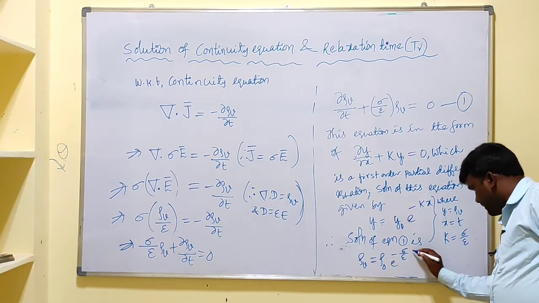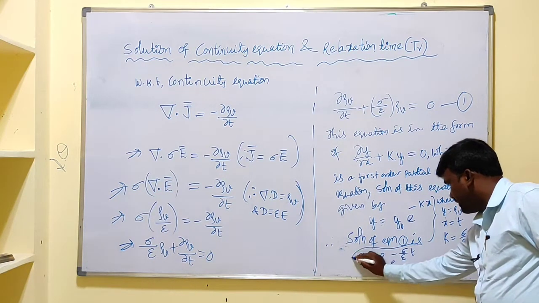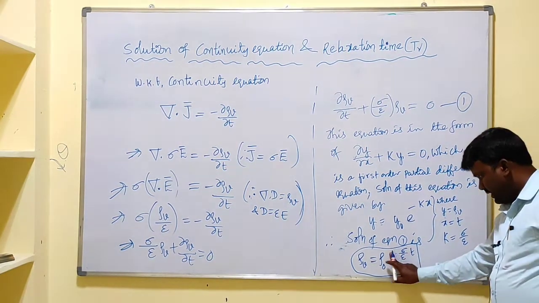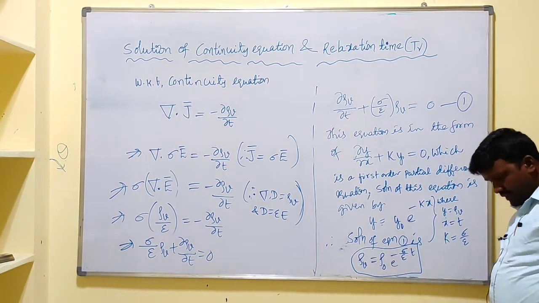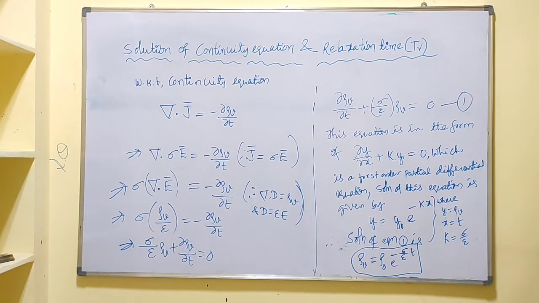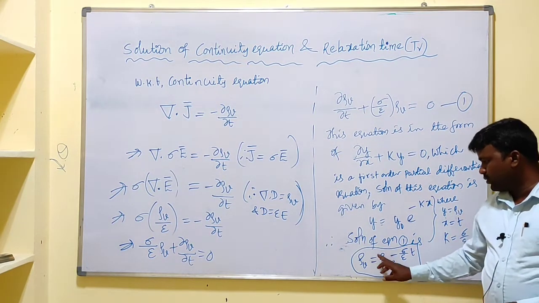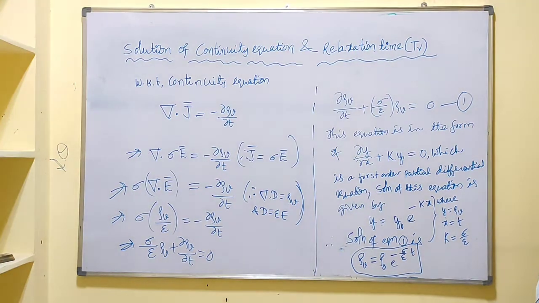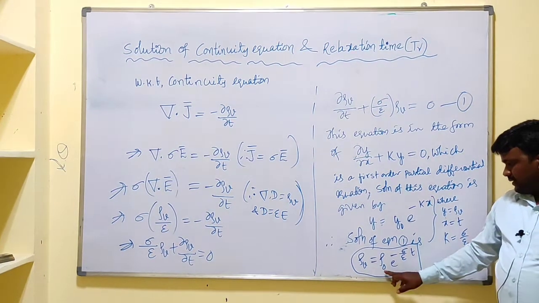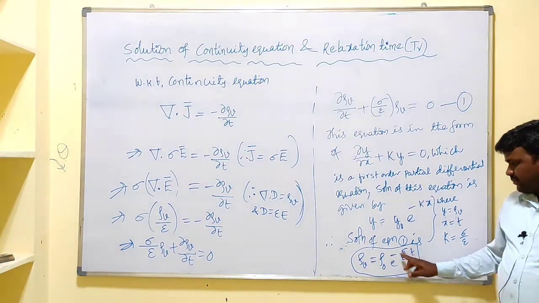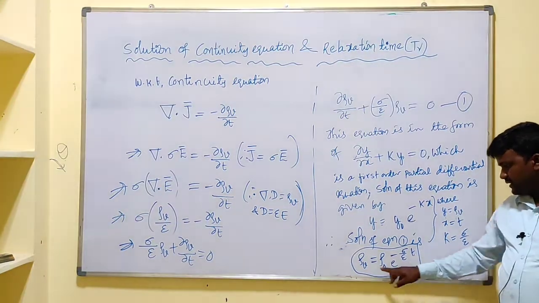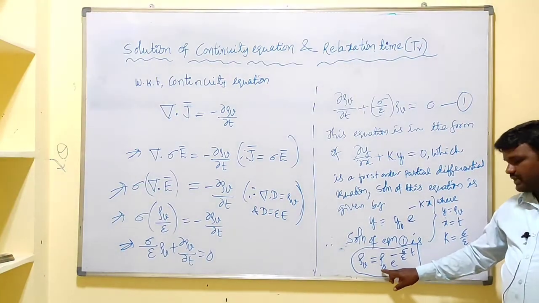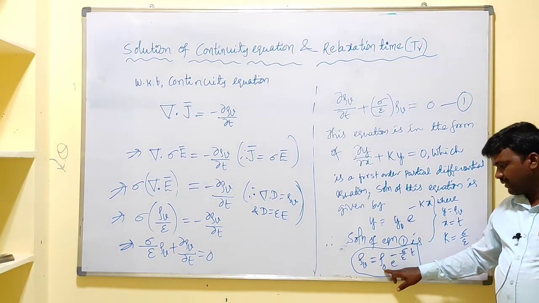K x means t. This is the solution of our continuity equation. Please see clearly, the solution of the continuity equation is given by rho v equal to rho naught into e to the power minus sigma by epsilon into t. Means what? If this time increases, rho v is decreased exponentially from the value of rho naught.